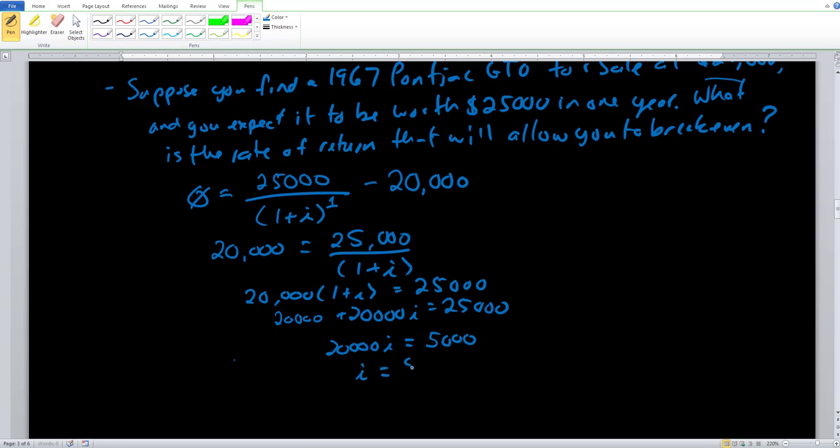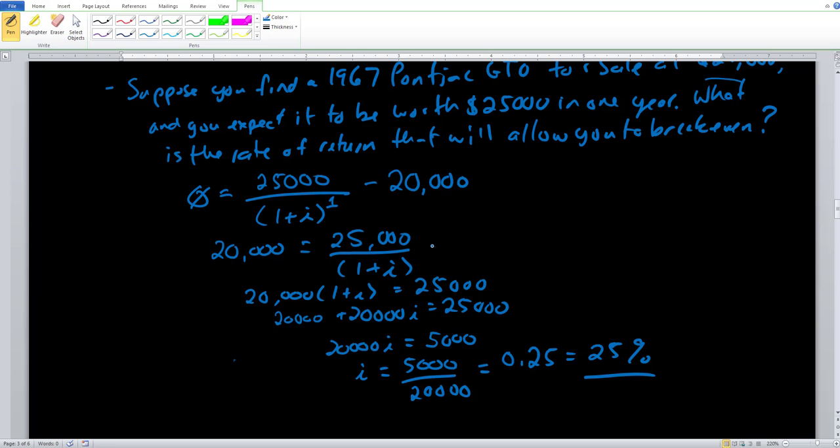So I equals 5,000 divided by 20,000, and then that'll give us a decimal of 0.25, which equals 25%. So here, the interest rate that's going to allow us to break even on this project, on this investment, is 25%.